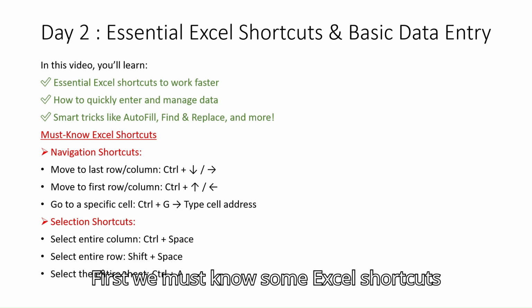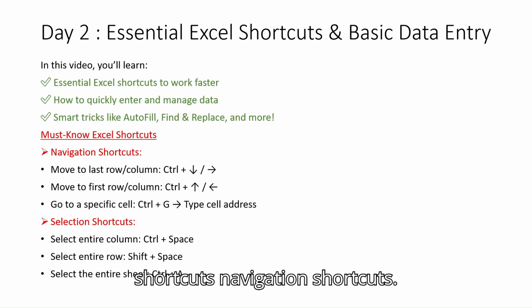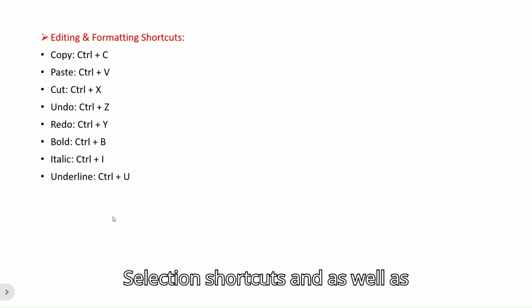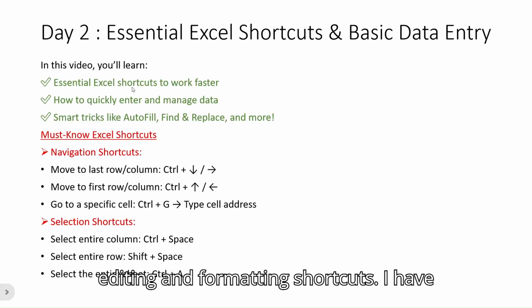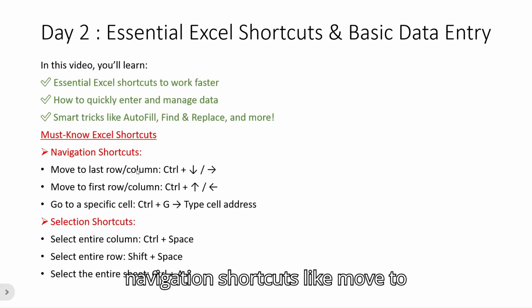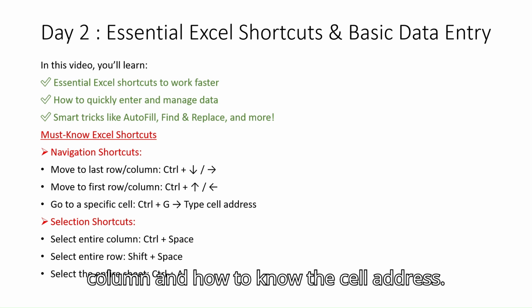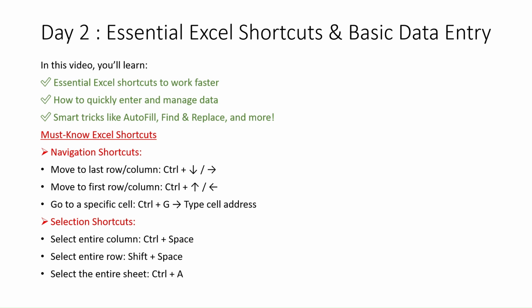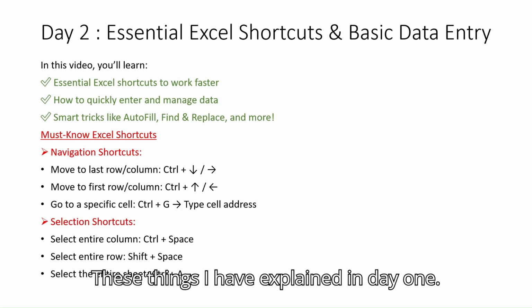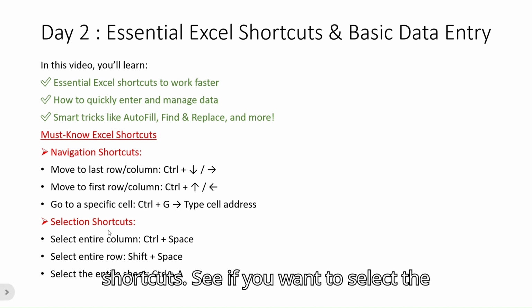First, we must know some Excel shortcuts, and I have divided the shortcuts into three types: navigation shortcuts, selection shortcuts, and editing and formatting shortcuts. I have discussed navigation shortcuts in the day 1 video, like how to move to the last row or column, how to move to the first row or column, and how to know the cell address. So directly let's jump into selection shortcuts.